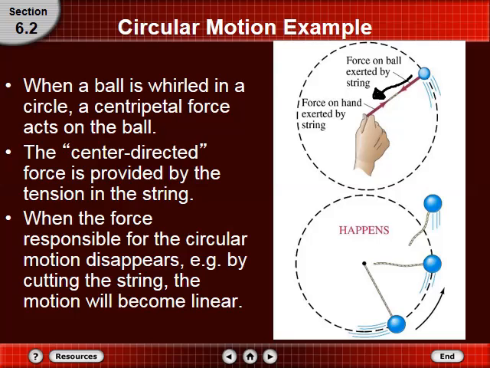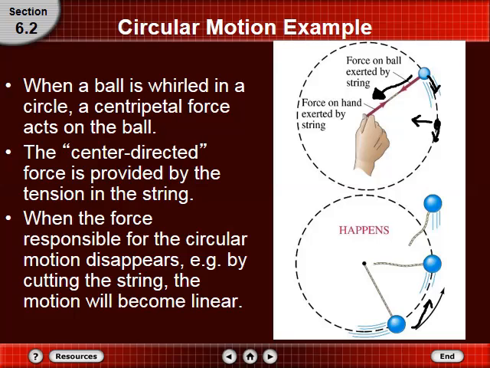So that's pulling towards there, and the object is moving in that direction, and then again here, the centripetal force would be here, the object moving in this direction, so it's constantly accelerating because the direction is changing, not the speed.